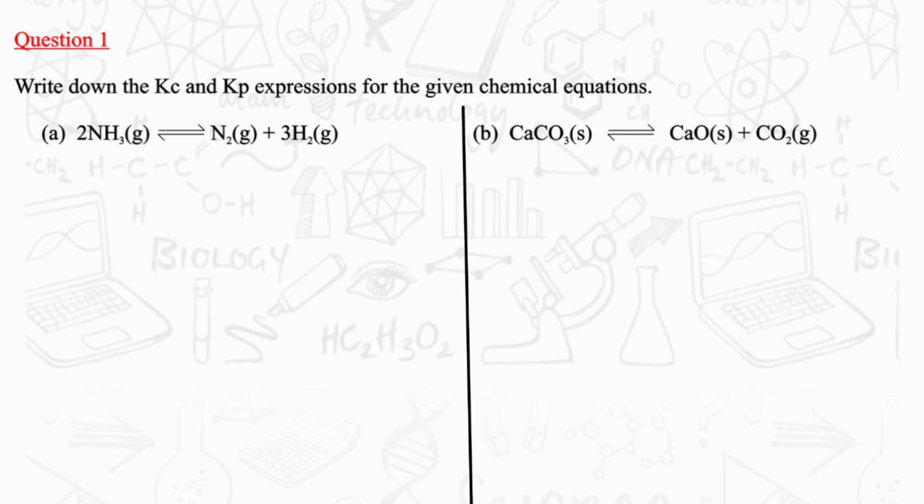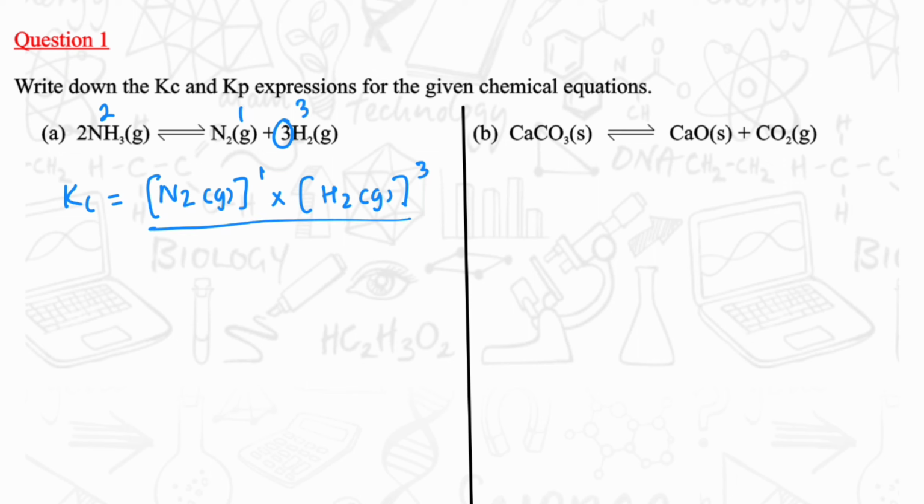Now let's move on to a question. Write down the Kc and Kp expressions for the given chemical reactions. So if we start with the Kc expression, Kc is equal to N2 gas to the power 1 times H2 gas to the power 3 because the stoichiometric numbers are 2, 1 and 3, and divided by NH3 concentration.